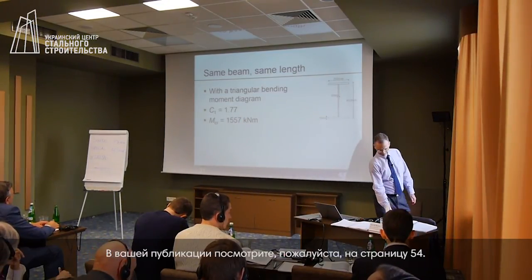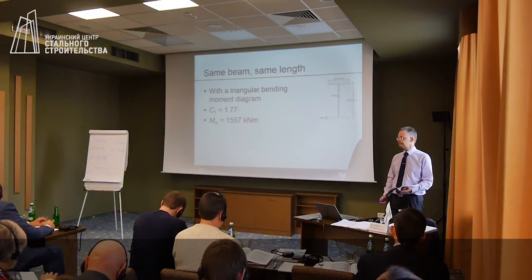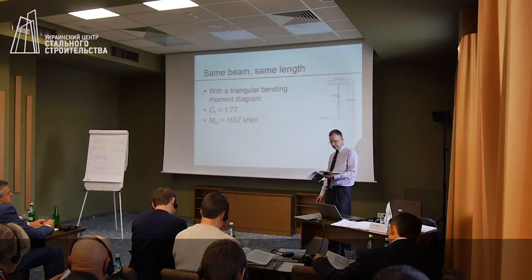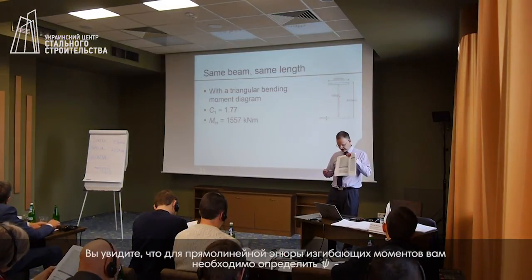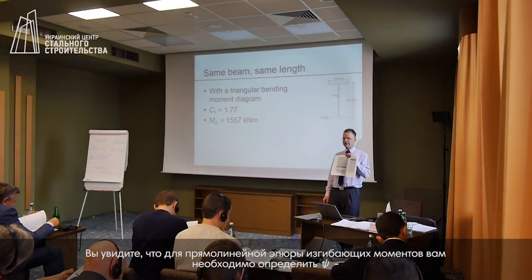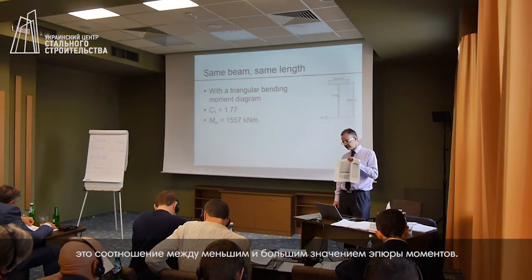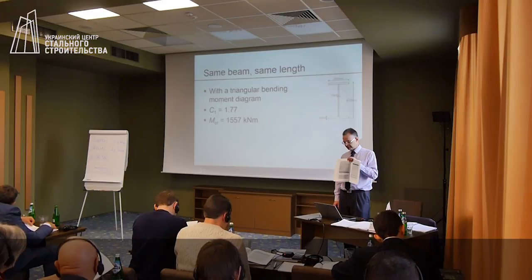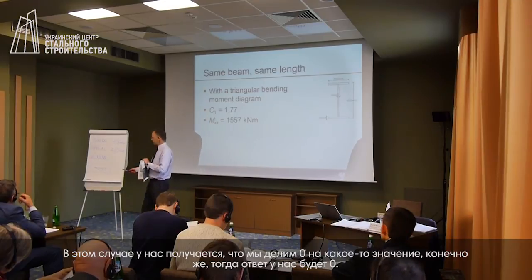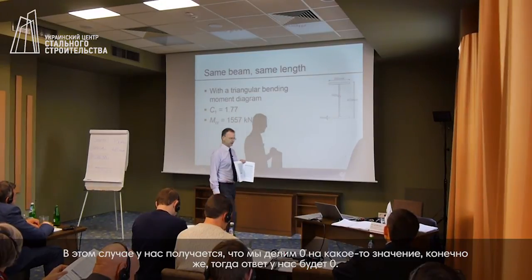So in your guide, if you look on page 54, for the straight line bending moment diagram, you'll see that you need to calculate psi, the ratio of the smaller bending moment divided by the larger bending moment. In this case, we have 0 divided by something. So the answer is 0.